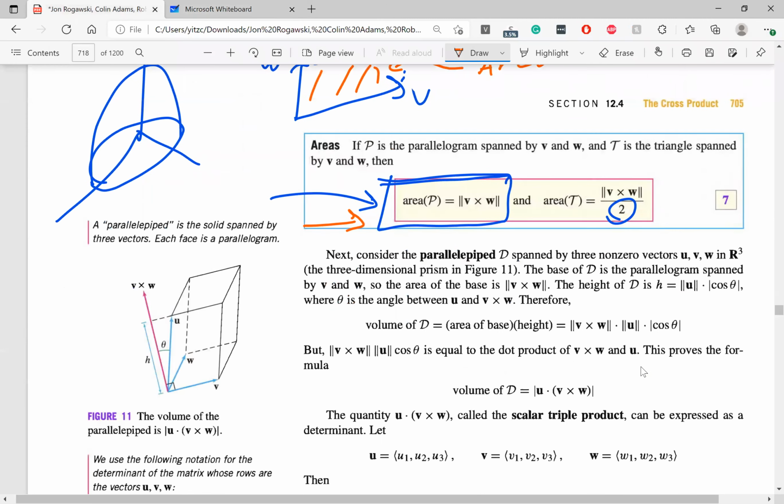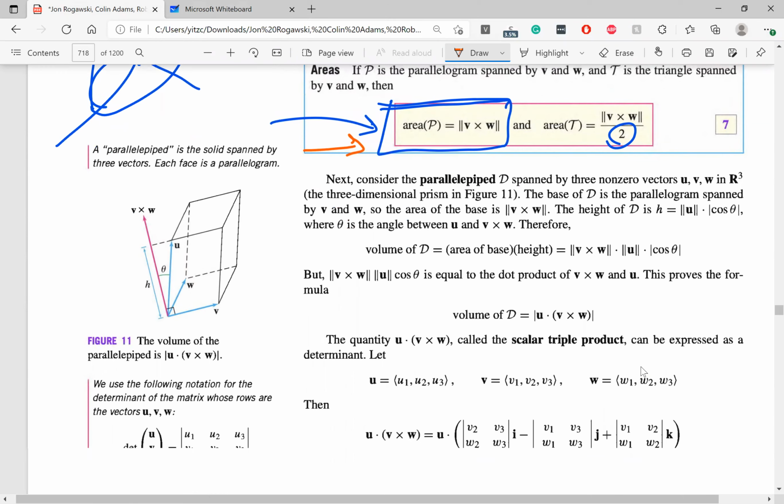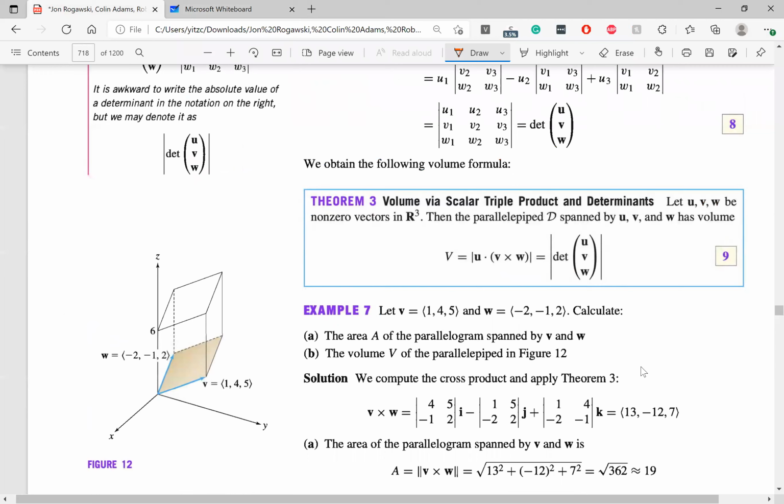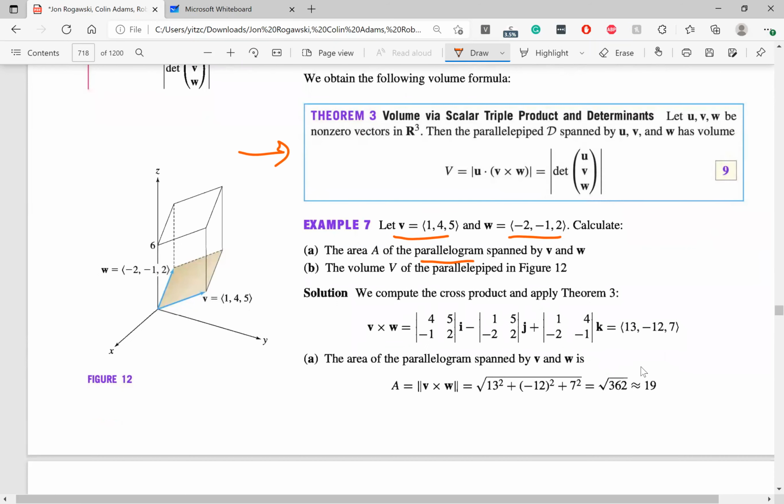And then the second formula that we saw is, in order to find the area of a triangle, you just take half of the magnitude of v cross w. So let's do an example, and then we're going to come back to this other thing, parallelepiped. But first, they say take v to be this and w to be this. Calculate the area of the parallelogram spanned by v and w.